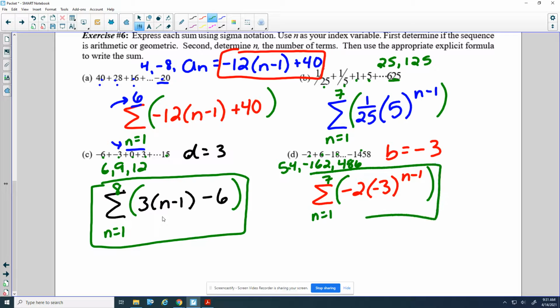Now, if at any point you're confused about where these formulas came from, just remember that's the very first lesson. If you look back at those explicit formulas that are really similar to mx plus b or a times b to the x.